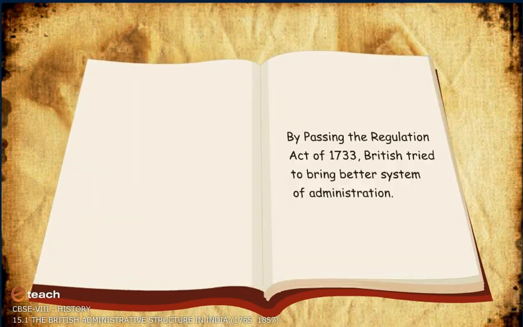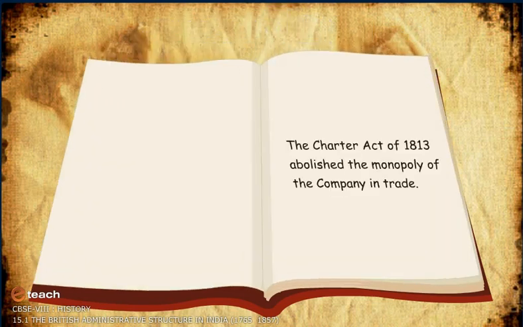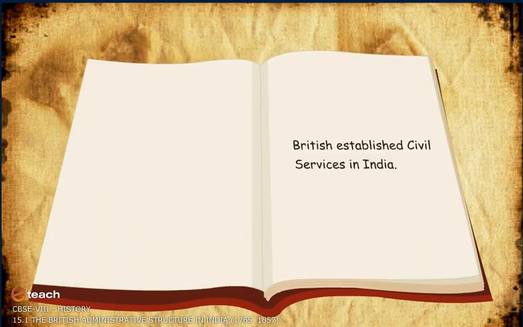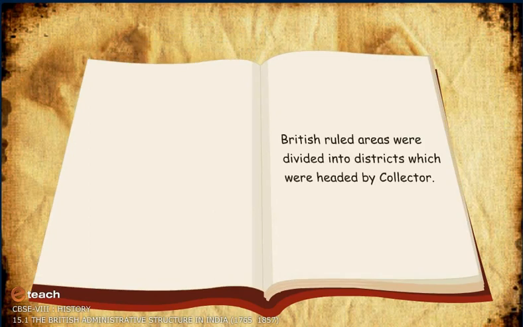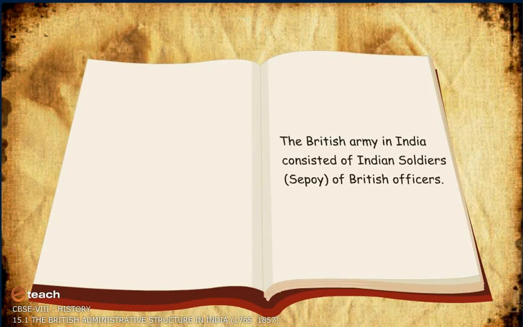By passing the Regulating Act of 1773, the British tried to bring a better system of administration. To monitor the officials in India, Pitt's Act was enacted in 1784. The Charter Act of 1813 abolished the monopoly of the Company in trade. The British established civil services in India. British-ruled areas were divided into districts, headed by a collector. The British Army in India consisted of Indian soldiers under British officers.